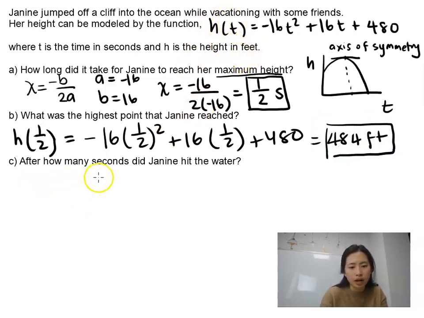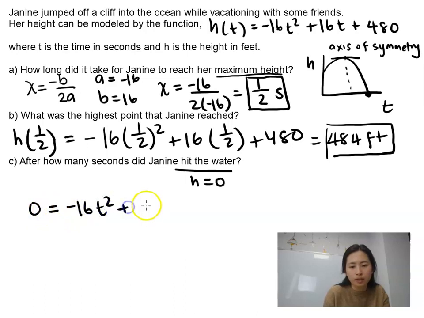So we have, after how many seconds did Janine hit the water? So in this case, we have a specific time that I'm going to land in the water, and at this point my height is 0. So this would be h is equal to 0. So you have 0 is equal to, so you're finding the root in this case, or roots if there's more. So you would have 0 equal to negative 16t squared plus 16t plus 480. So we're just going to apply our quadratic formula.